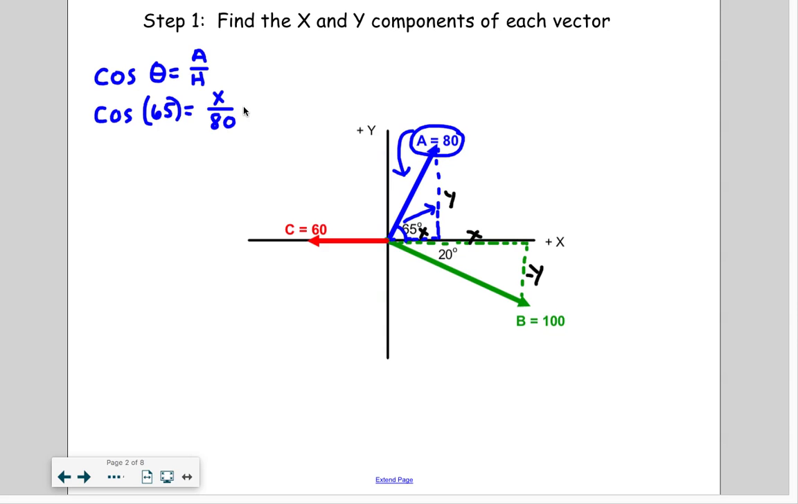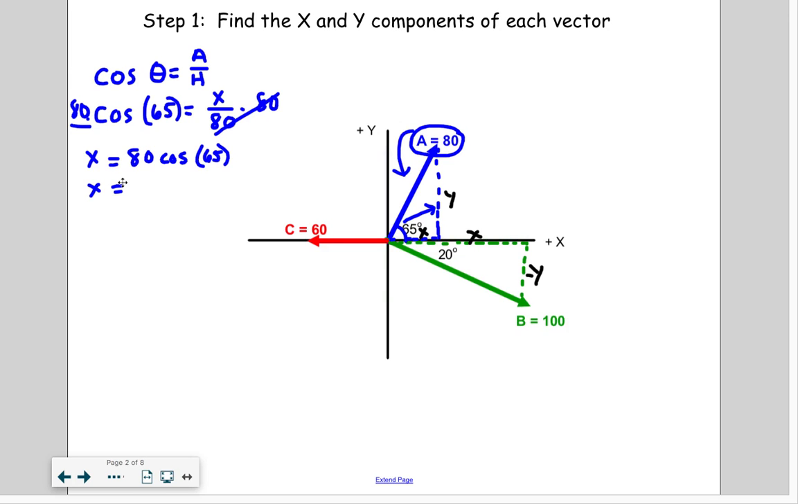To solve this, this is one of the first examples we did the other day. We're going to multiply both sides by 80, and by doing so, it's going to cancel out the 80 on the right-hand side, and it's going to leave us with 80 cosine 65. Whenever you're finding these x and y components, it's always going to end up being hypotenuse times the sine or cosine. So this is 80 cosine of 65, and I would type that into my calculator just as is.